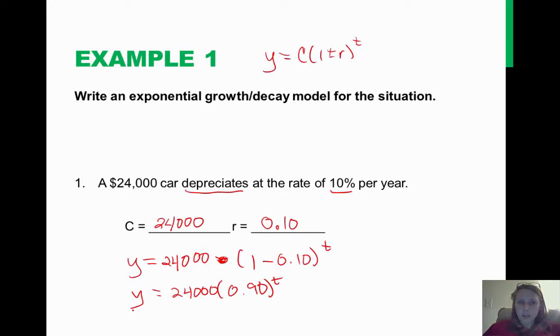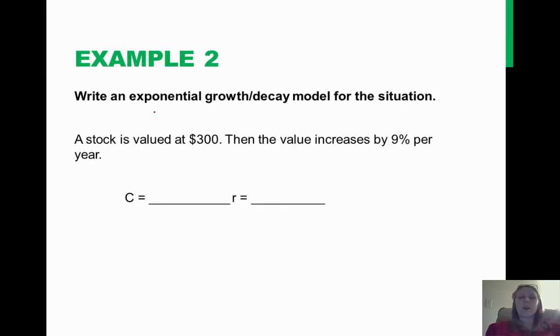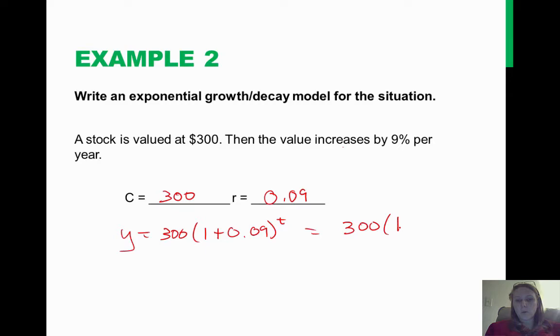Let's look at example 2. Here we're supposed to write an exponential growth model for some stock, which was valued at $300. That's our original amount. The value increases, so this is a growth model, and our rate, if I put that in decimal form, is 0.09. So let's write this: y equals 300 times 1 plus, because it's growth, 0.09 to the t power. So now that's going to be 300 times 1.09 to the t.